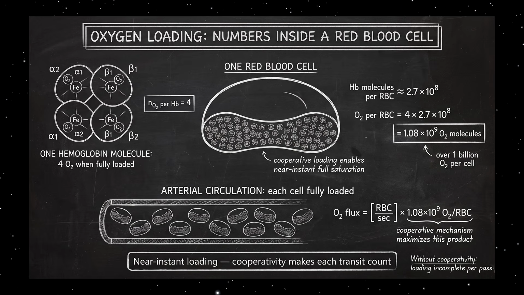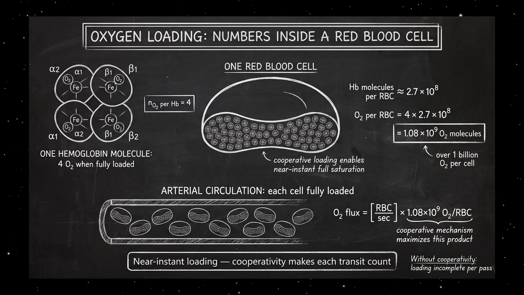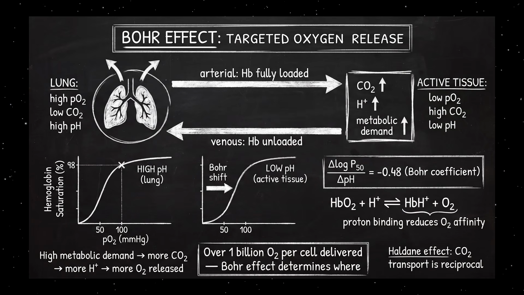Each hemoglobin molecule carries 4 oxygen molecules when fully loaded. Each red blood cell contains approximately 270 million hemoglobin molecules. Each fully loaded cell carries over 1 billion oxygen molecules into the arterial circulation.